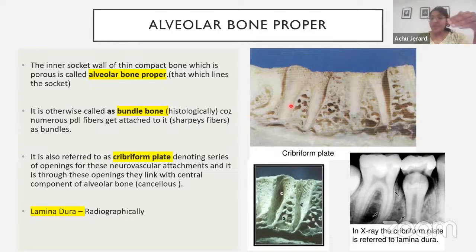And radiographically, this is seen as a radiodense line, and that is because of the same fiber attachment. So it is called lamina dura radiographically. In this picture, the openings and all are very clearly visible. So this is a thin compact bone with minute openings, which is called bundle bone, cribriform plate, radiographically lamina dura. All these names are the same actually, given to one specific part of the alveolar bone, which actually holds the tooth, the inner socket wall.